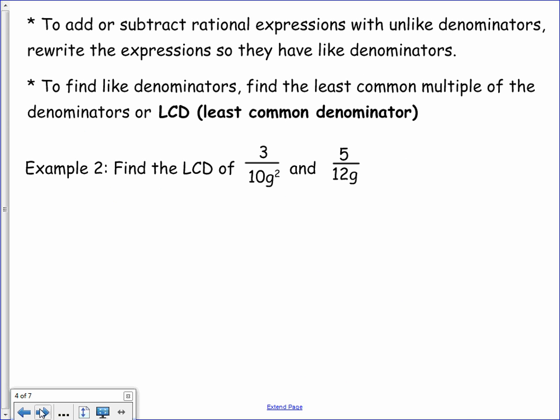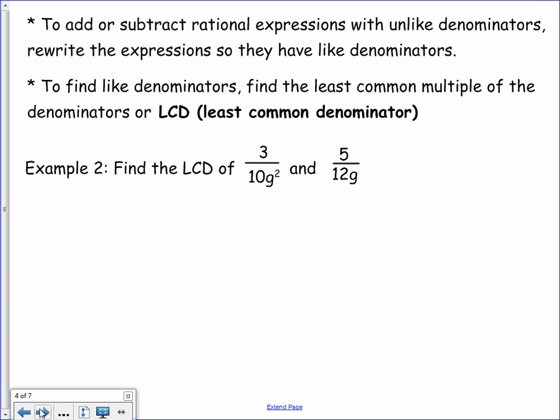All right, now those were the easier ones because they already had like denominators. The more tricky problems are the ones where you have to get like denominators first. So just like with fractions, we want to find the LCD, or the least common denominator, which is the least common multiple of the denominators. So in this example, we're just going to try to find the LCD of these two rational expressions and figure out what we would want to use as our denominator.